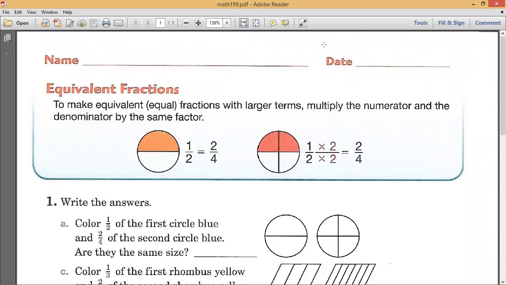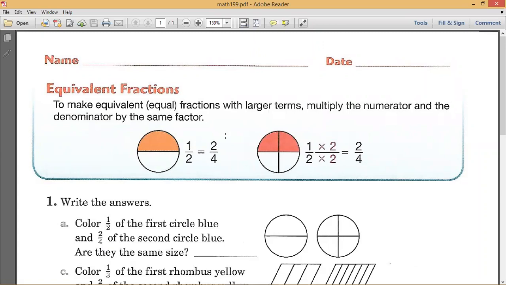Today we're going to learn about equivalent fractions. Now, equivalent fractions are also called equal fractions. And in this particular page, this is page 199, you will apply the concept of multiplication to make equivalent fractions with larger terms.